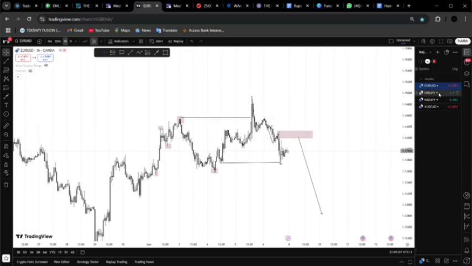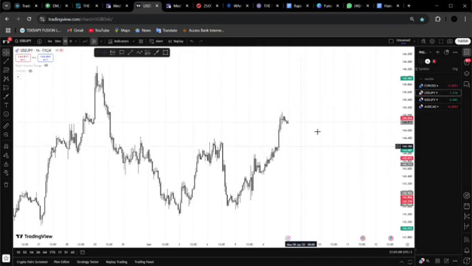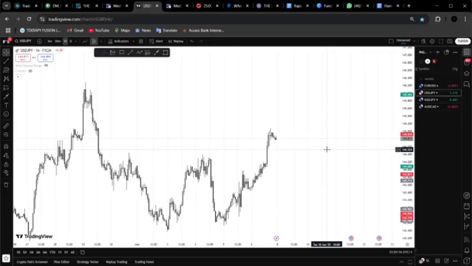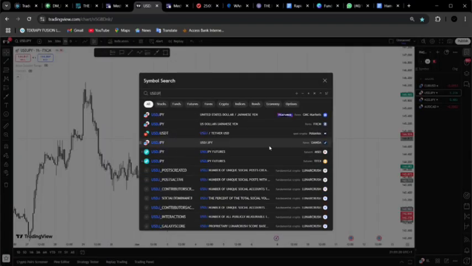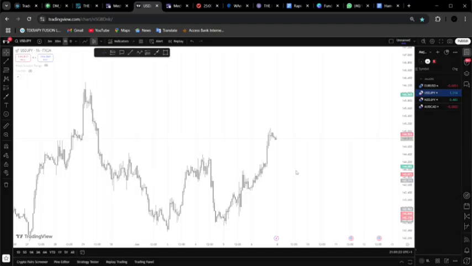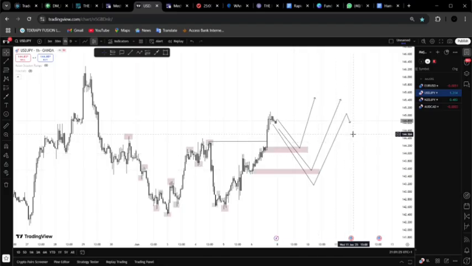So EU and UJ, remember they are negatively correlated. If one is moving in one direction, the other will be moving in the other direction. Why is my markup okay? I used Oanda, USD JPY. Yeah, something like this as well.